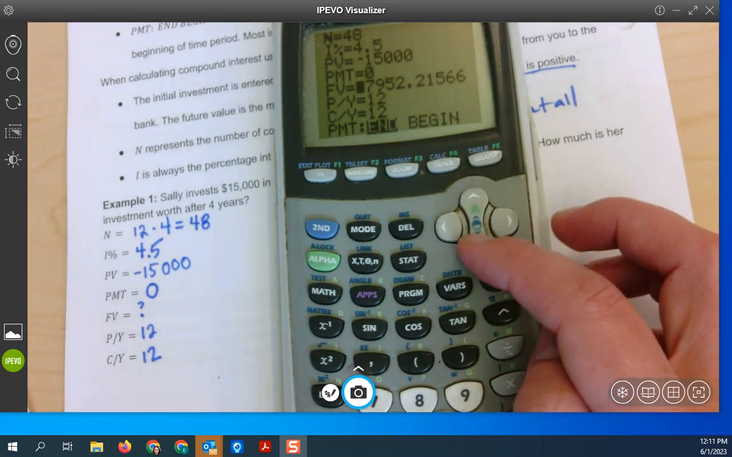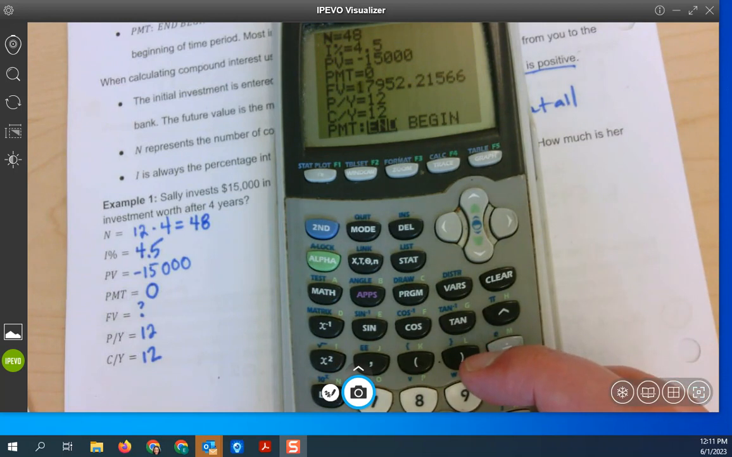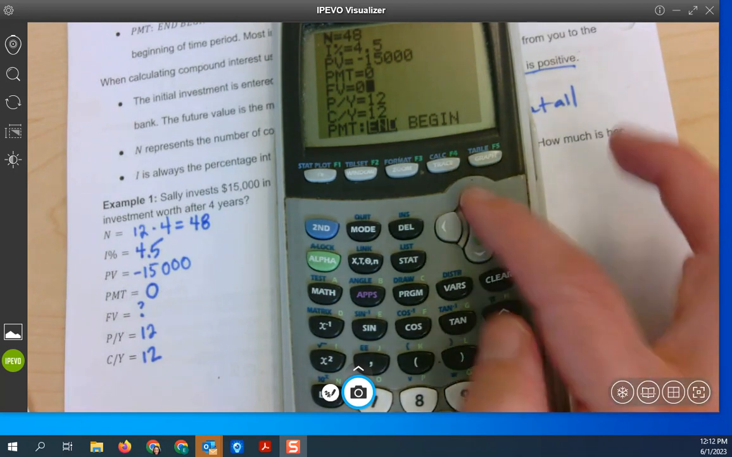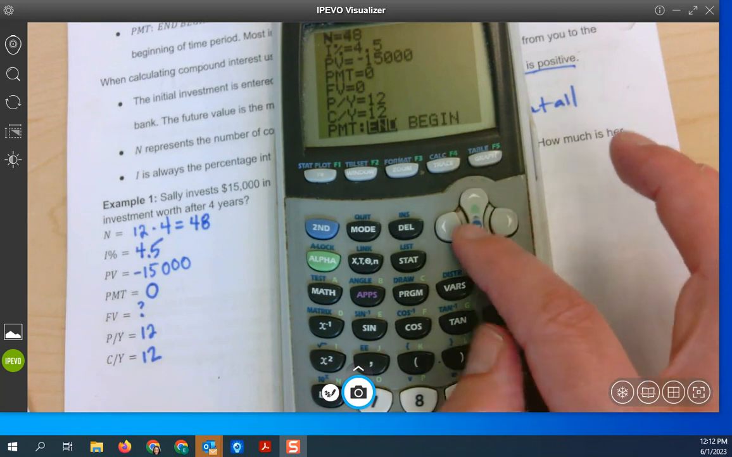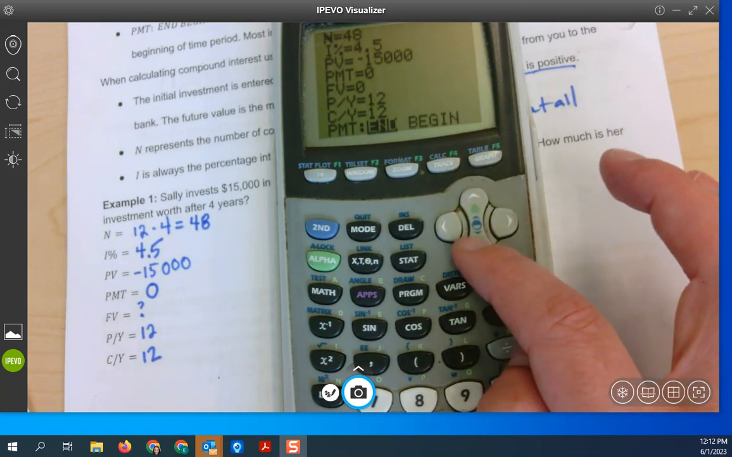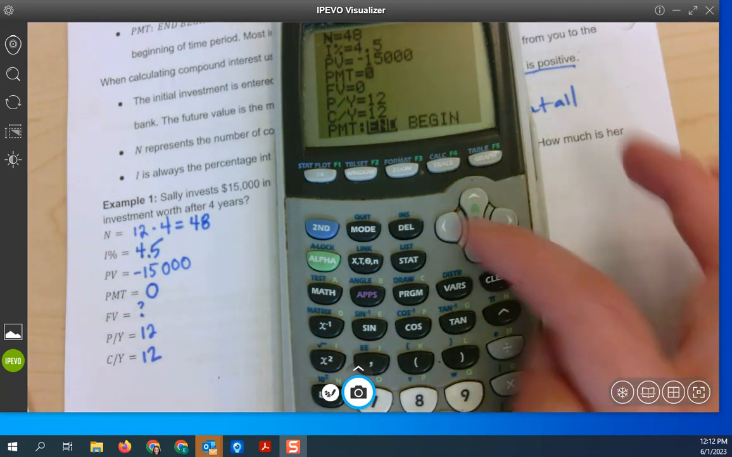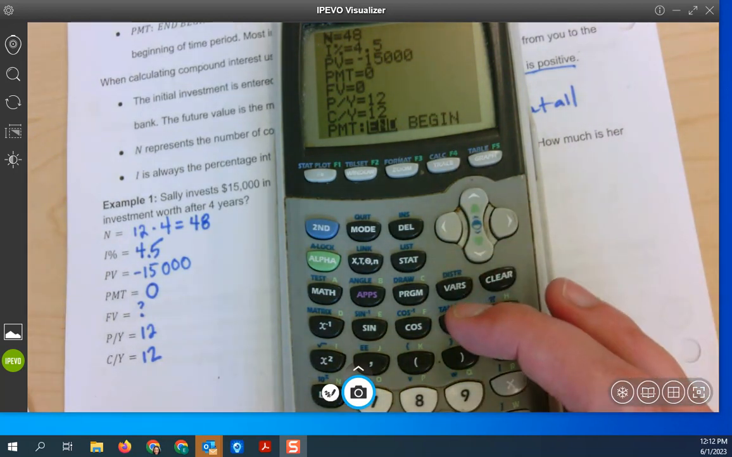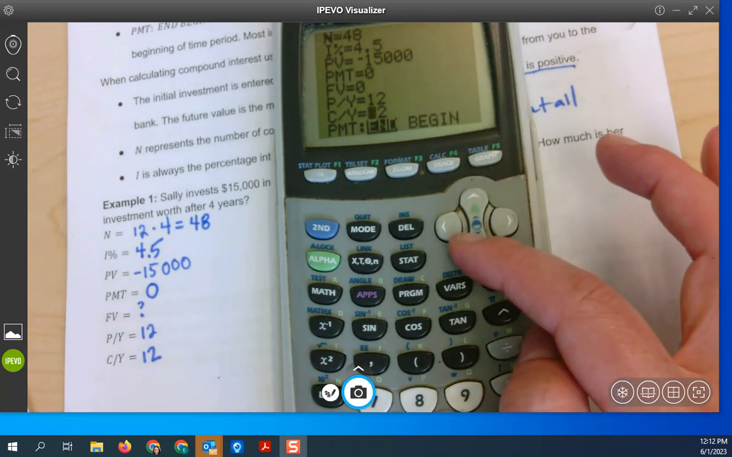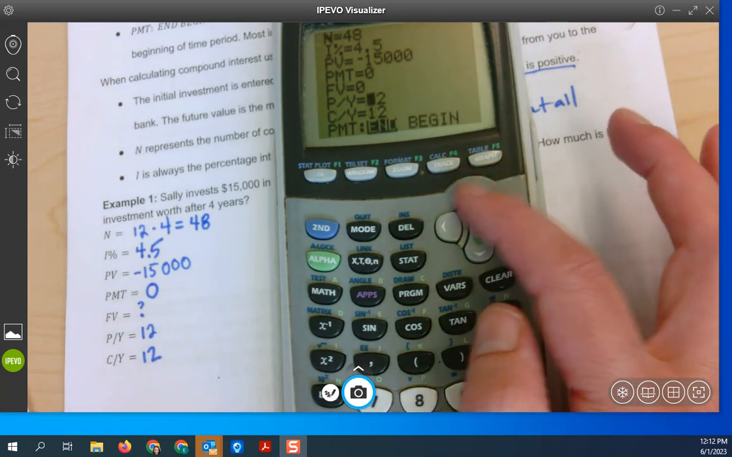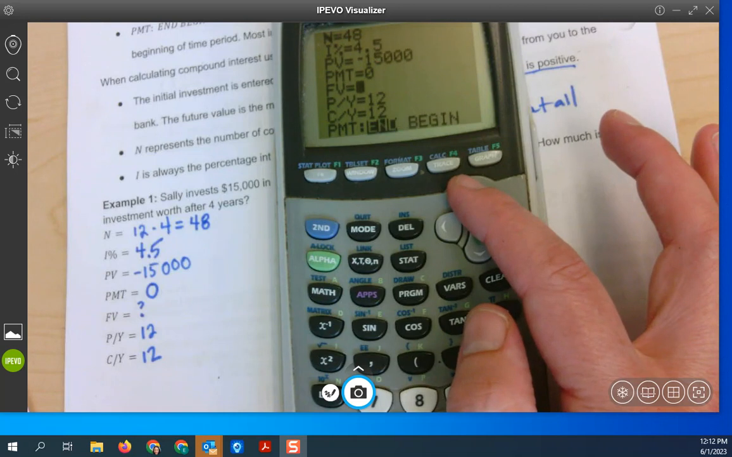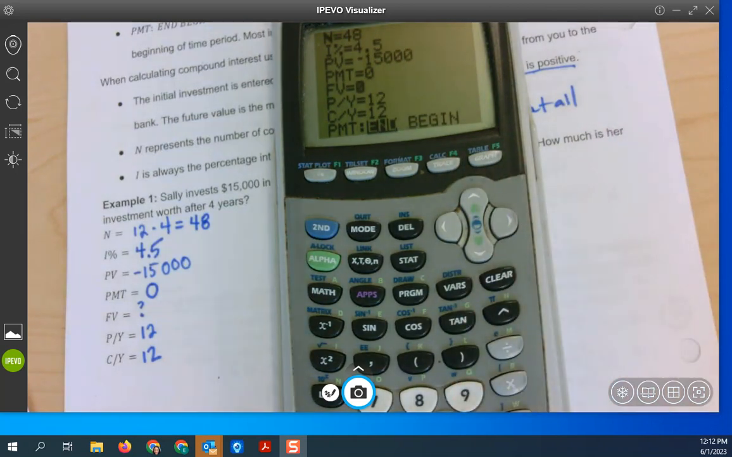Now you guys might, I don't think you will, you might still have this problem in there. If you do, you're going to keep 48. You're going to keep 4.5 and negative 15,000. Put a 0 in for the payment for now. Put a 0 for the future value because we don't know it. And then 12 and 12. You don't have to click END. Just give me a moment. I'm lost. No, what did I do?